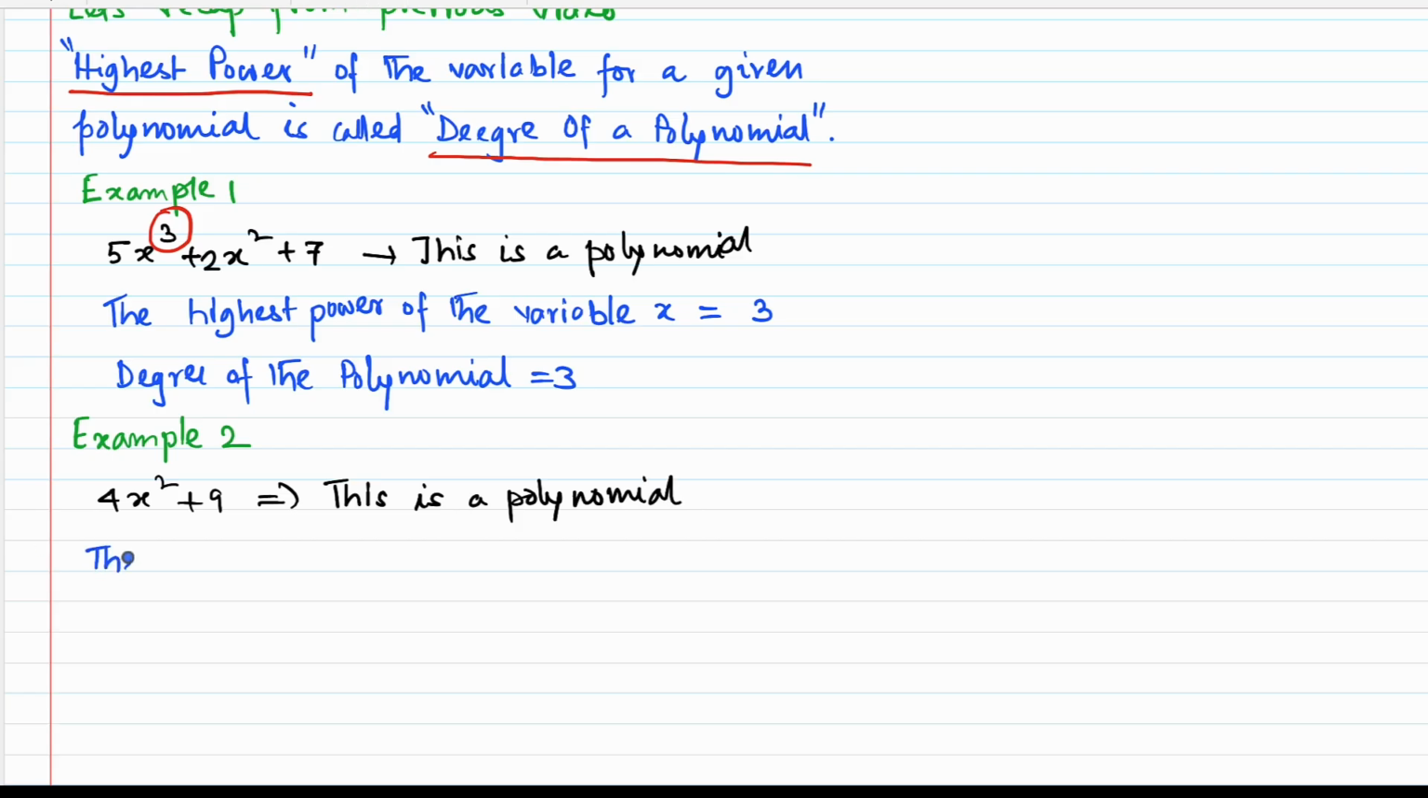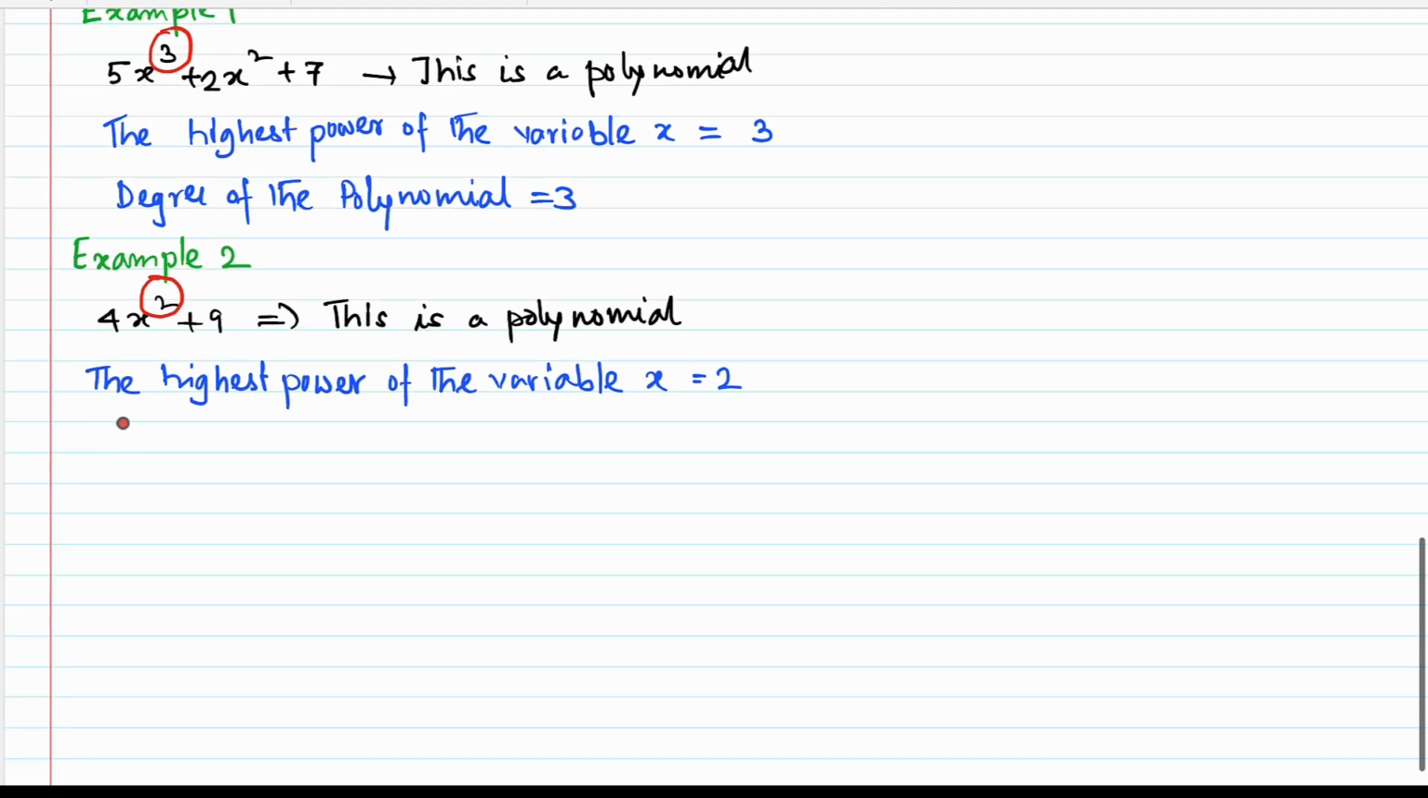Take another example: 4x square plus 9. Yes, this is a polynomial. Now what is the highest power of this particular variable x? It is 2. So we can say that the degree of the polynomial is equal to 2.